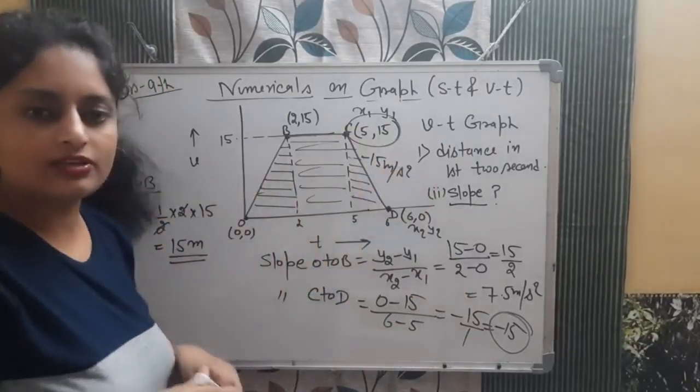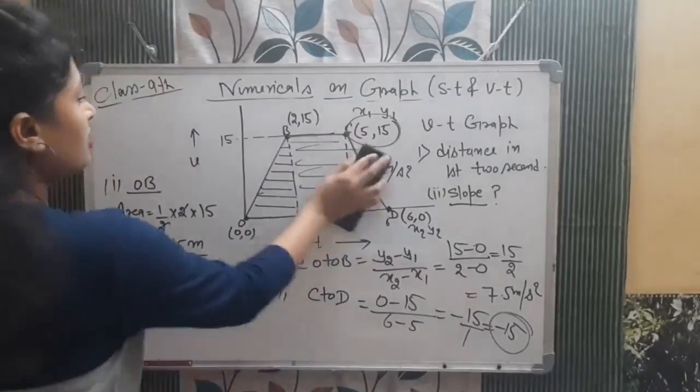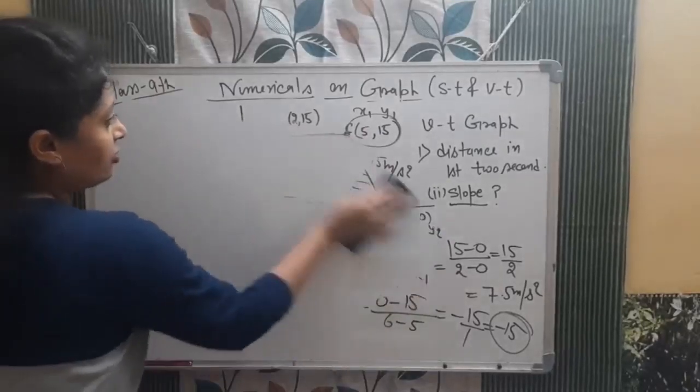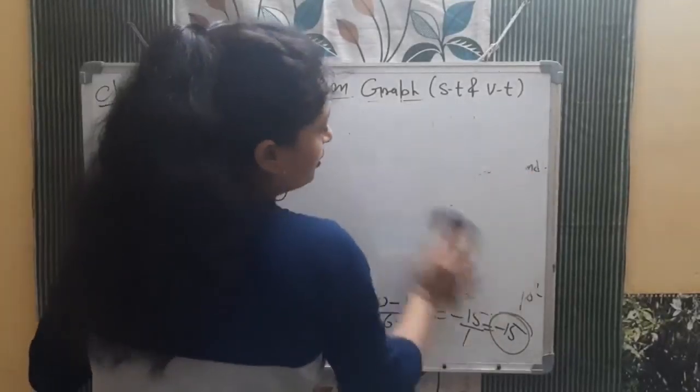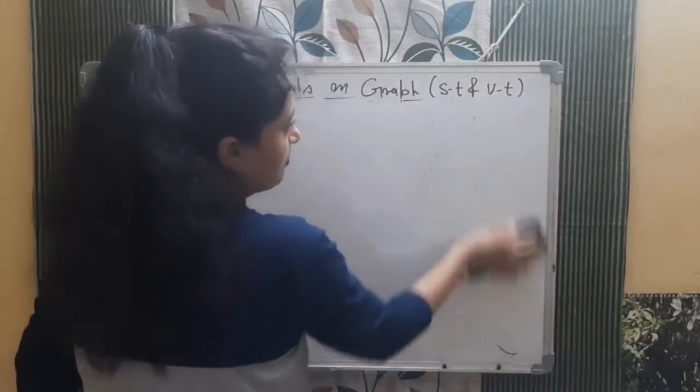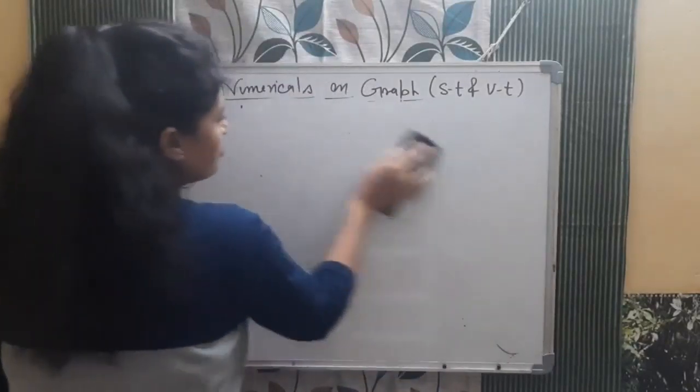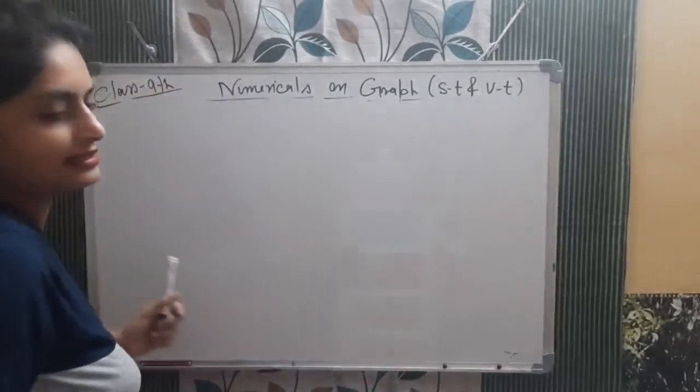Okay, so this is the question. Now one more question I am giving to you for the practice that you will do. I will not do it on the board, but I am writing here so you can practice. So only these kinds of questions come. You need to find out the slope, or you need to find out the distance covered by the object.